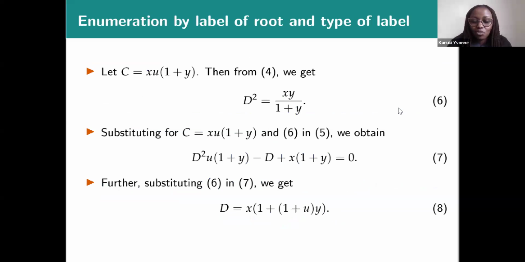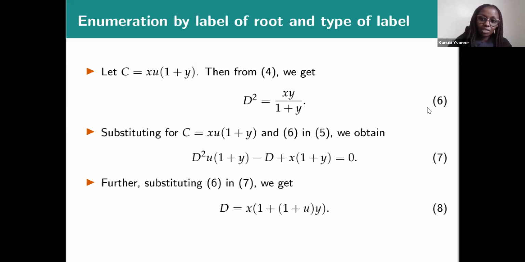And after some quite tasking manipulation, I found that the only way we could have done that using our formula is to let our c be the value xu(1 plus y). I introduced a variable y. This will help us with the manipulation. So from our original equation of the value of c, if I substitute this, I'm able to get the value of d squared, which is xy over (1 plus y). That's equation 6. Most of these are just coming from calculations that I've not put in here, but if someone might be interested in learning the calculations later, I will be more than happy to share that.